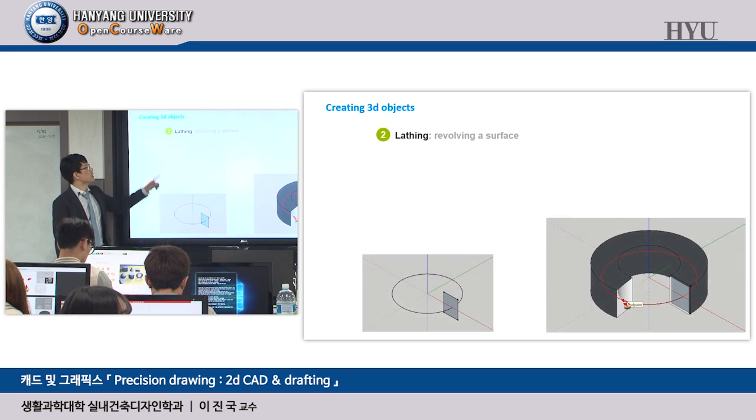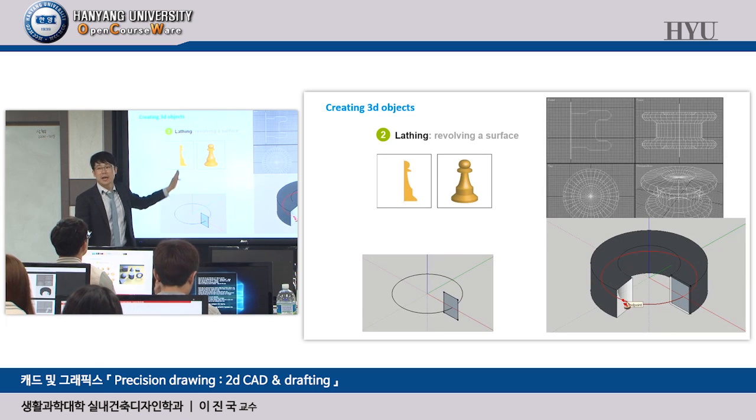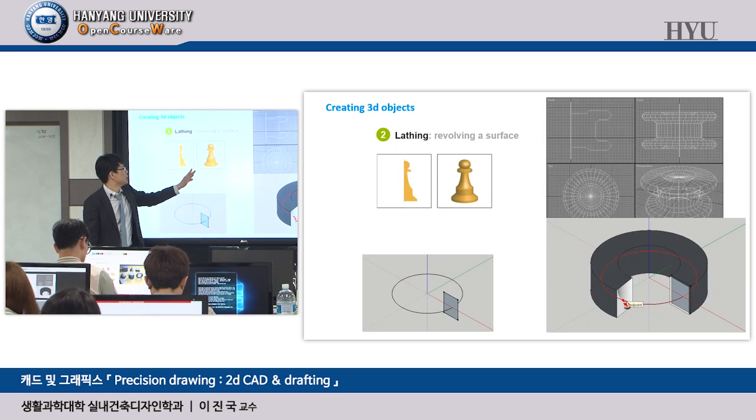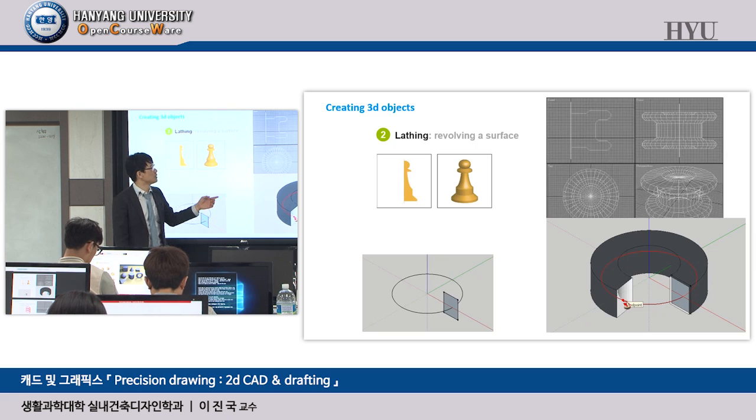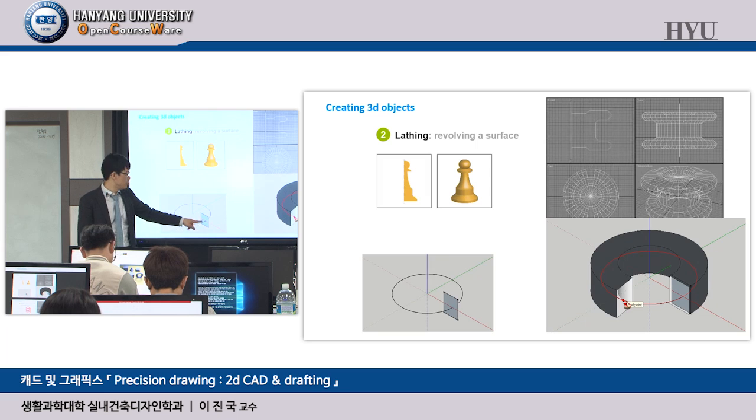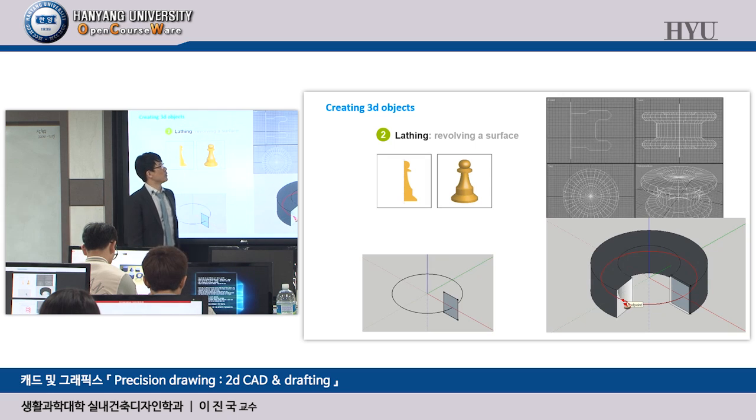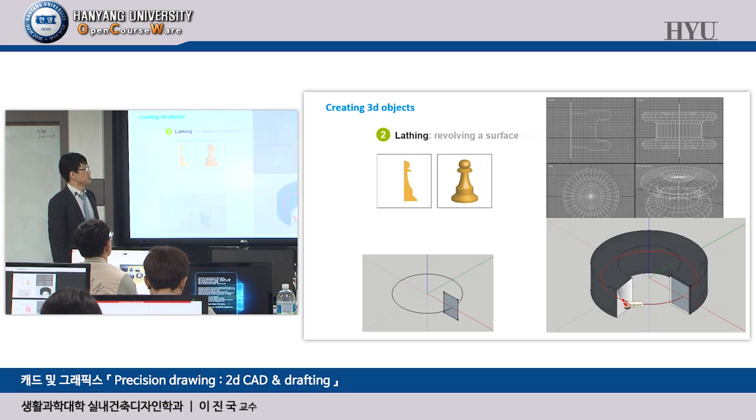How about the next one? Lathing. Lathing means revolving, okay? There is an axis and the section profile. This one can be revolved in order to create a totally different shape. This is another way of creating 3D. Take a look. This is the SketchUp interface. By using the y-axis, you can make this kind of shape, okay? In today's lab exercise, I'm going to show you how this is created. Also, in the 3D Max interface, you can find it.